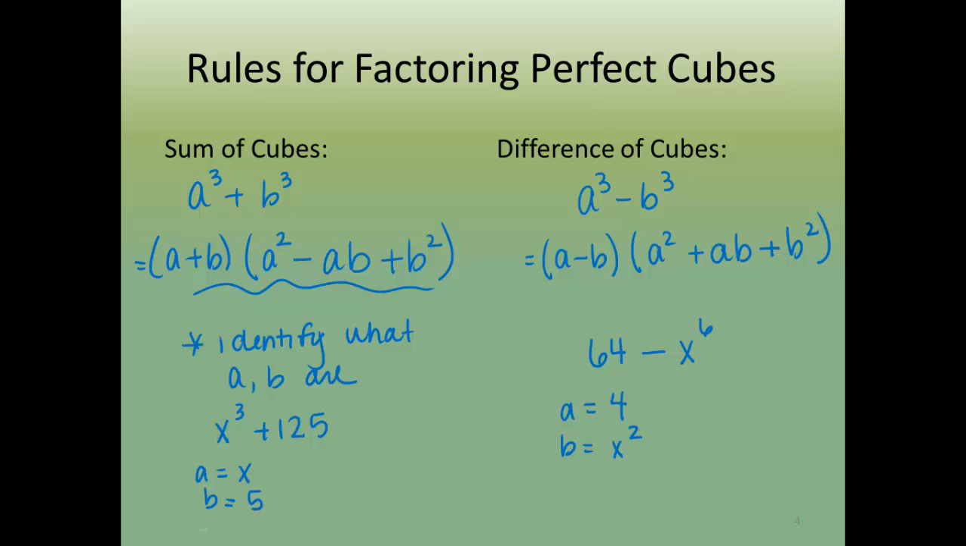Make sure you have those formulas handy, because I'm going to ask you to try numbers 53 to 61 odd involving factoring perfect cubes.